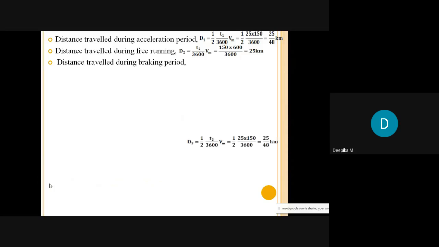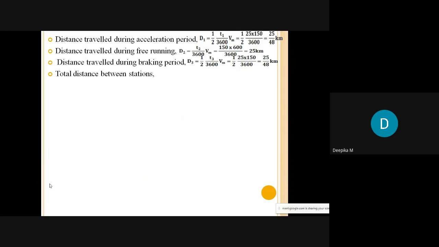What is the distance traveled during the braking period? Again, it is half into T3 divided by 3600 into Vm. Therefore, we will get 25 by 48. So what is the total distance between the stations? It is the sum of these three distances, D1 plus D2 plus D3, which is 26.042 kilometers.